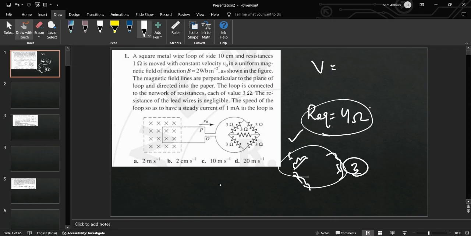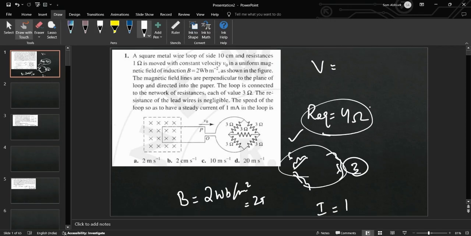So the magnetic field, that is given here in weber per square meter, is 2 Tesla. Simple, 2 Tesla. Alright. The resistance of the lead wires is negligible. The speed of the loop so as to have a steady current is asked. The steady current is given as 1 milliampere, that is 10 to the minus 3 ampere. So the speed of the loop is asked.